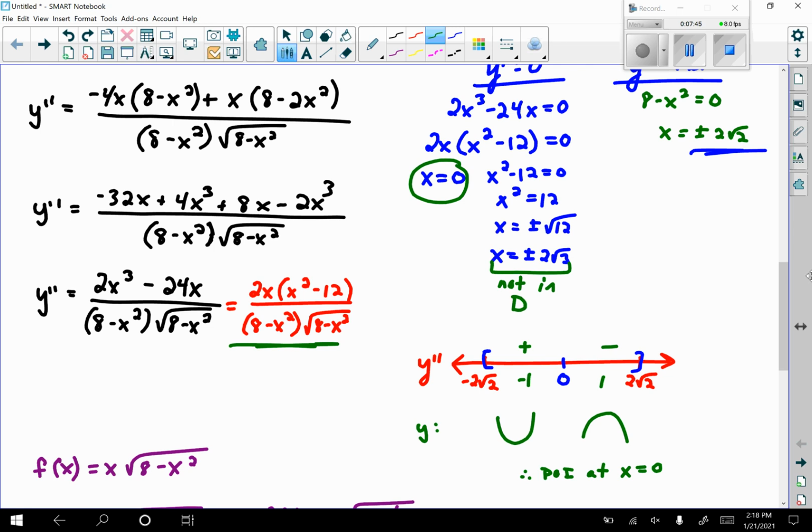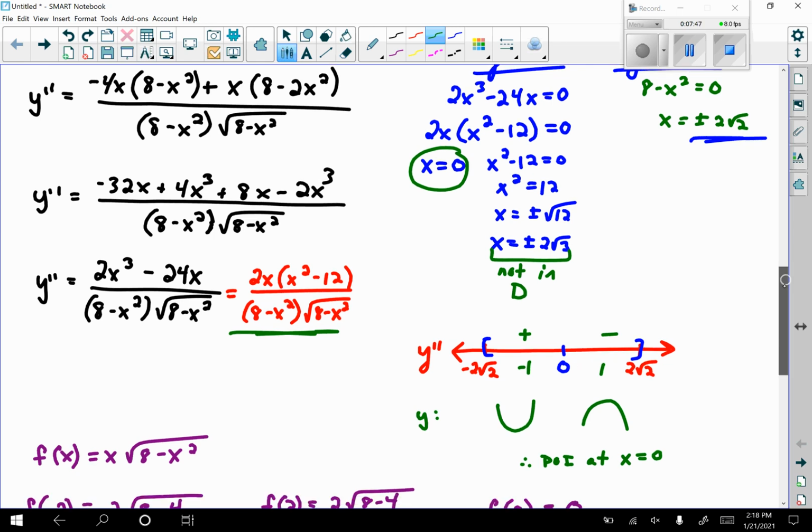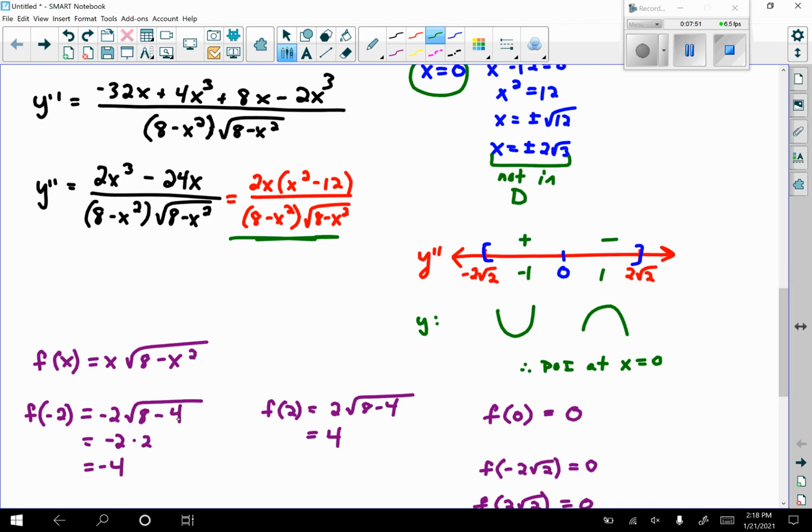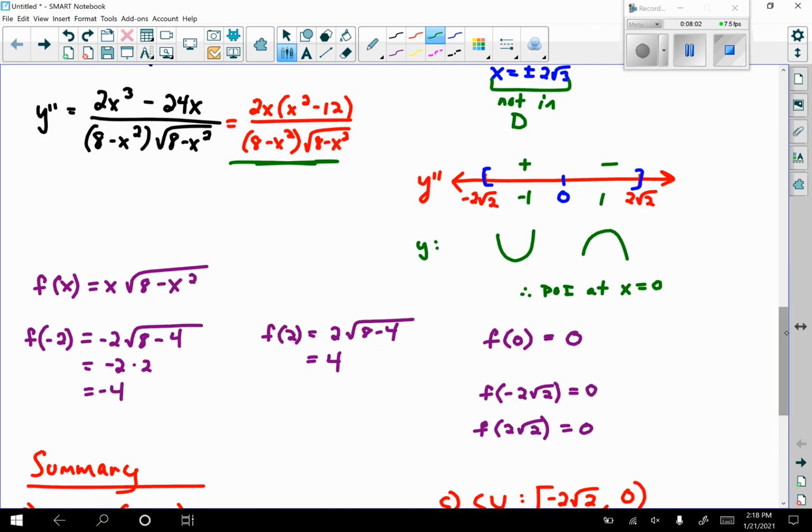Now we have to find our special points. So again, our function, we're going to do all this by hand. So f of negative 2, you could see the work here, becomes negative 4. F of 2 becomes positive 4. Those were our extrema. F of 0 is 0. And then at the ends, plus or minus radical 8 or plus or minus 2 radical 2, that gives us 0. So let's go through our summary.